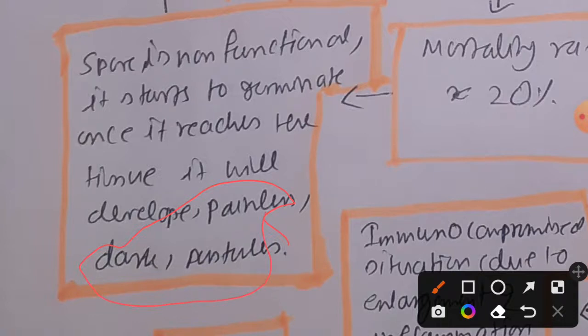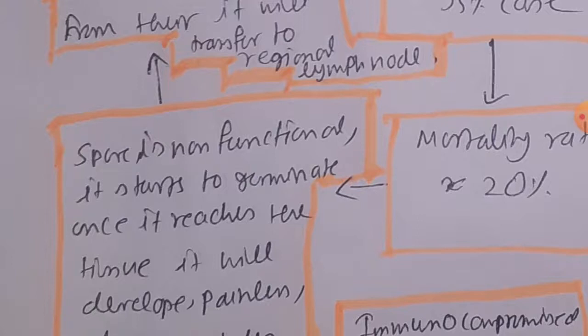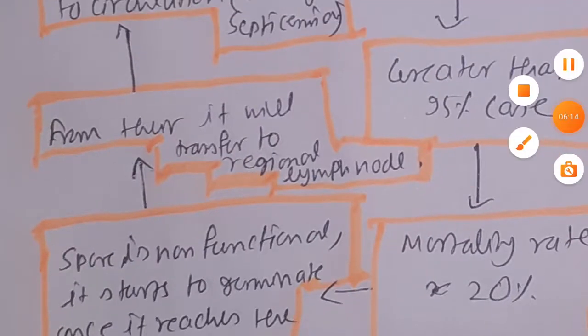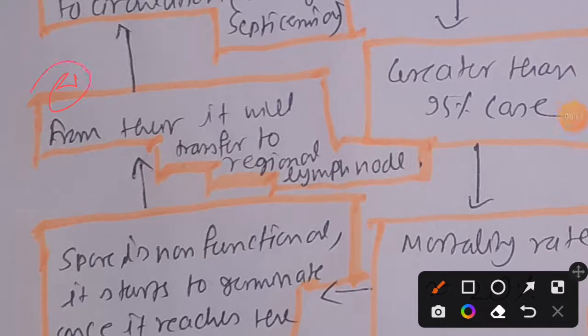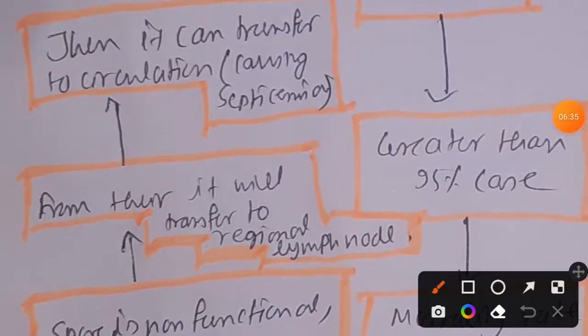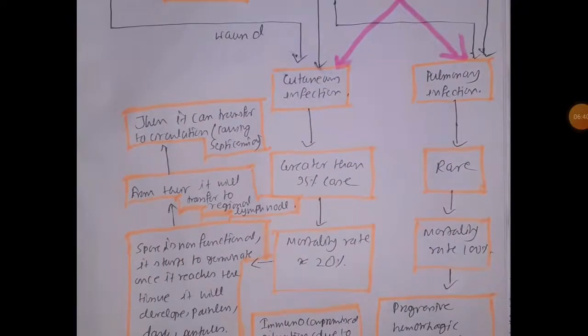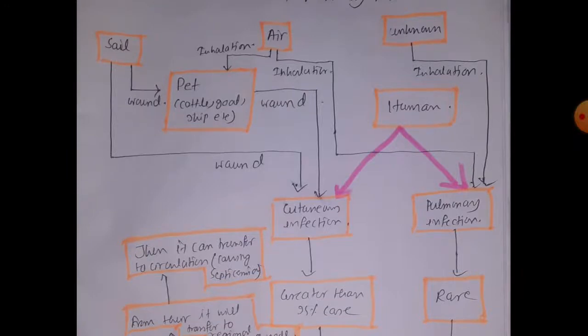From this tissue it will transfer to the regional lymph node. A very important thing to keep clear in your mind is that in both cutaneous infection and pulmonary infection, there will be involvement of the lymph node. From that lymph node, bacteria can also reach the circulation and cause septicemia. So that is all about the cutaneous infection of humans caused by Bacillus anthracis.